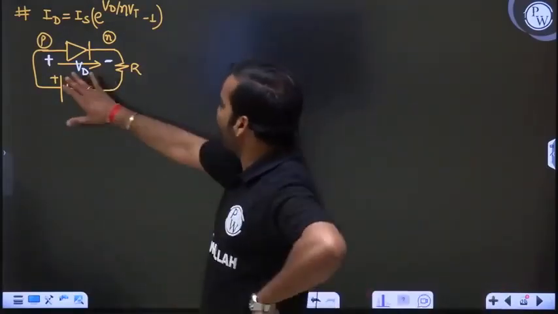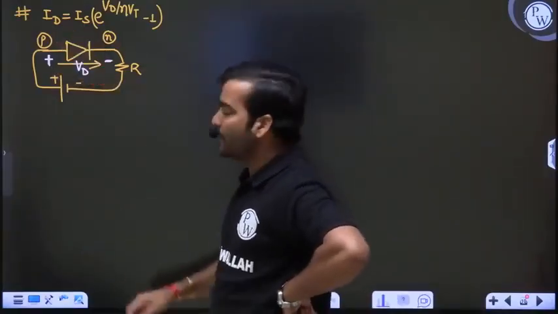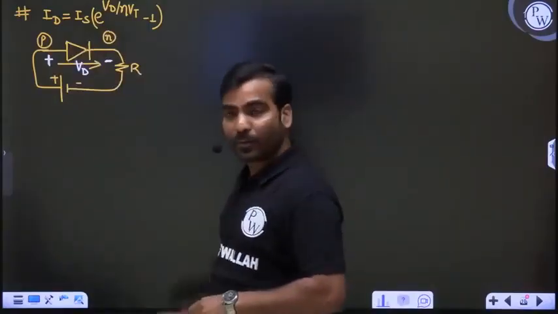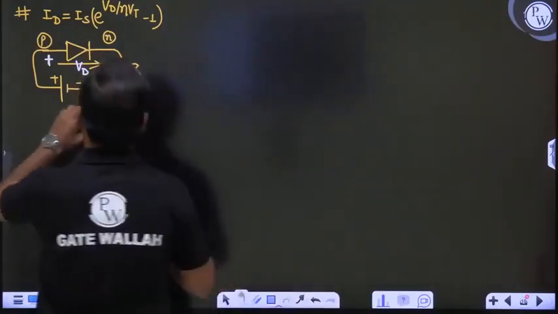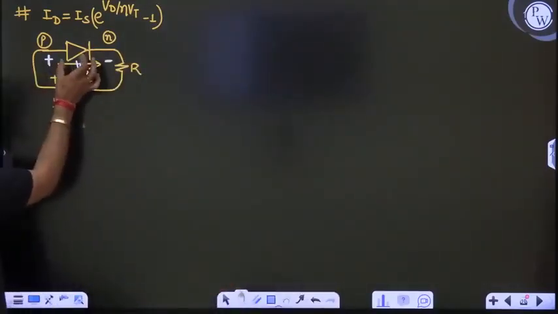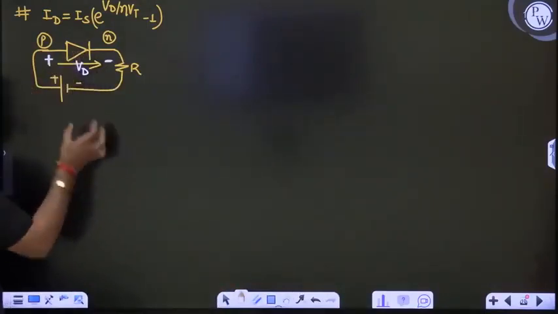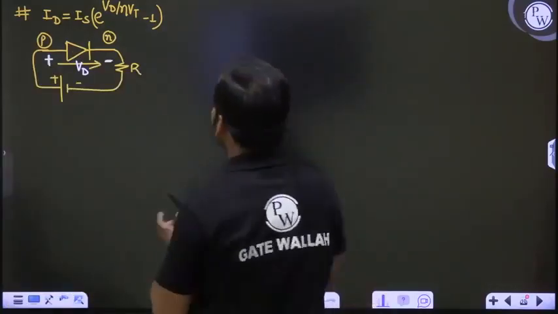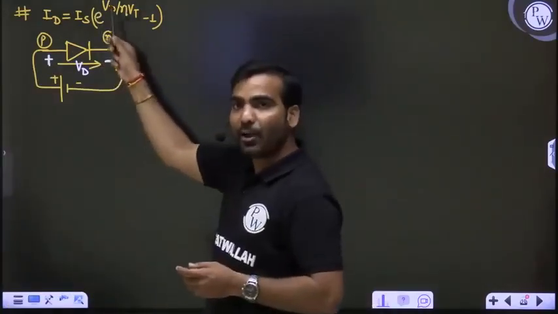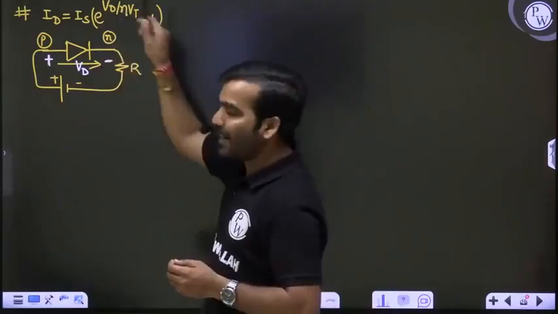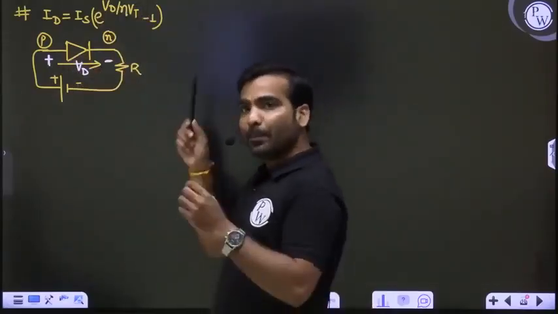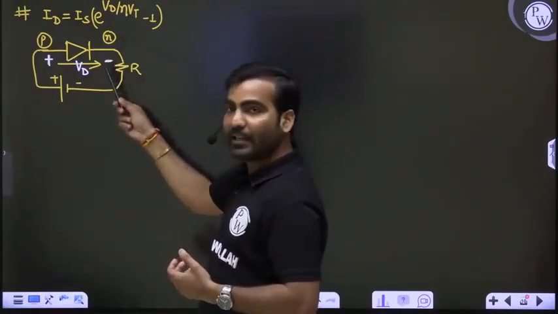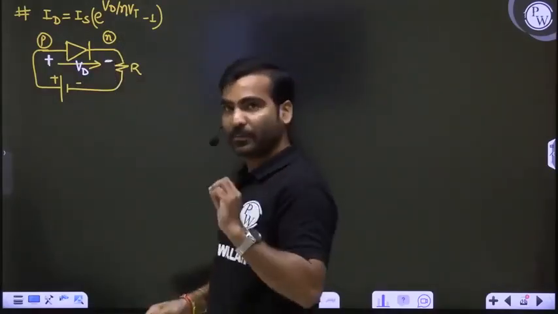So this is positive, this is negative. The diode has positive potential on the p side and negative potential on the n side, and it is no doubt forward bias. So this is the forward case. Now what is the voltage across the diode? Will this VD be positive or negative? In this case VD is positive, because VD means p side positive, n side negative. If the p side voltage is positive and the n side voltage is negative, then VD is considered positive.